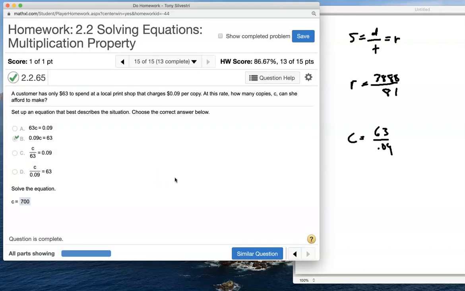Okay, solving equations using the multiplication property is done. The next section is going to combine both properties, where you need to add and multiply, and that's the heart of algebra, what we're going to do in section 2.3. We'll see you there. Bye.